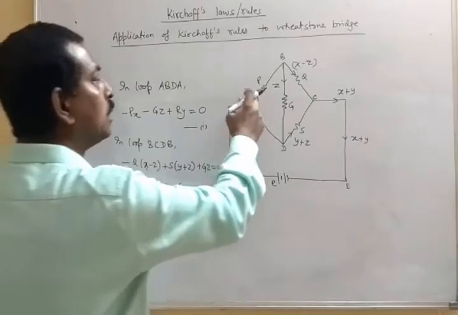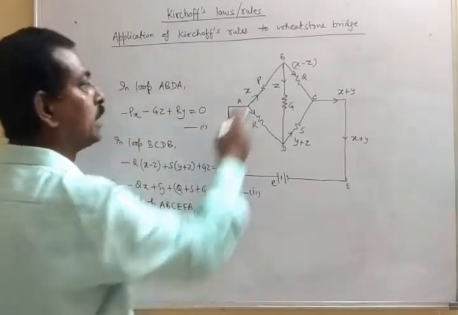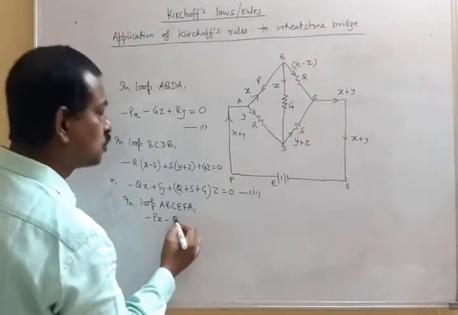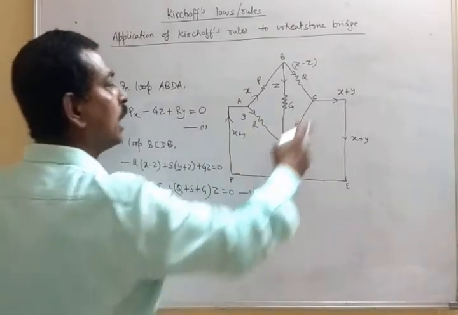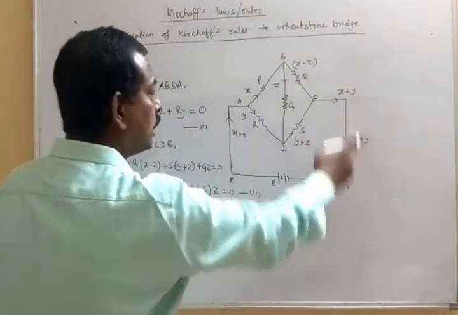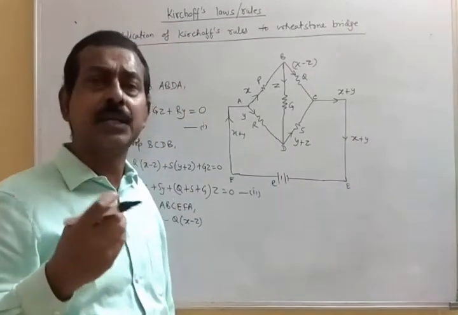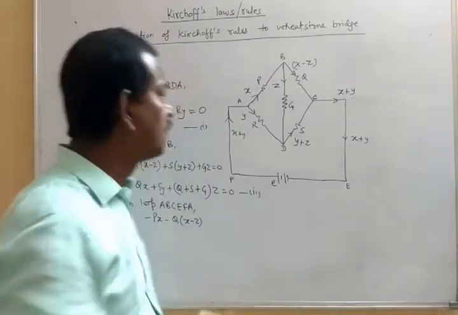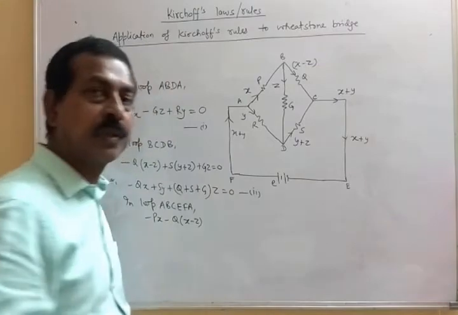Here A to B, when we are going in the direction of current, so it is minus Px. B to C, again we are going in the direction of current, so it is minus Q(x minus z). And here there is no resistance. If internal resistance of the cell is there, then you can take the potential drop across that internal resistance of the cell. But here it is the source of EMF only.